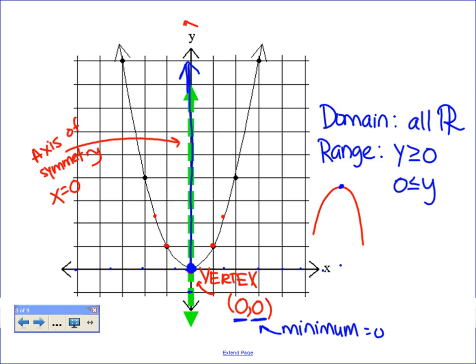One more thing I want to show you. Actually, two more things I want to show you. I care about whether this parabola opens upward. We talked about that.